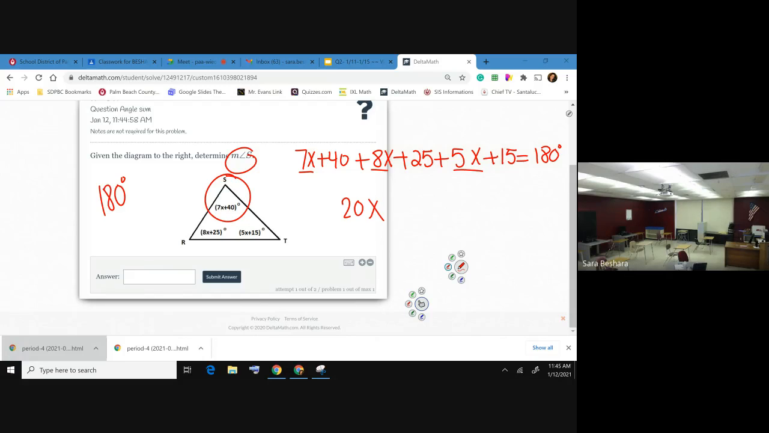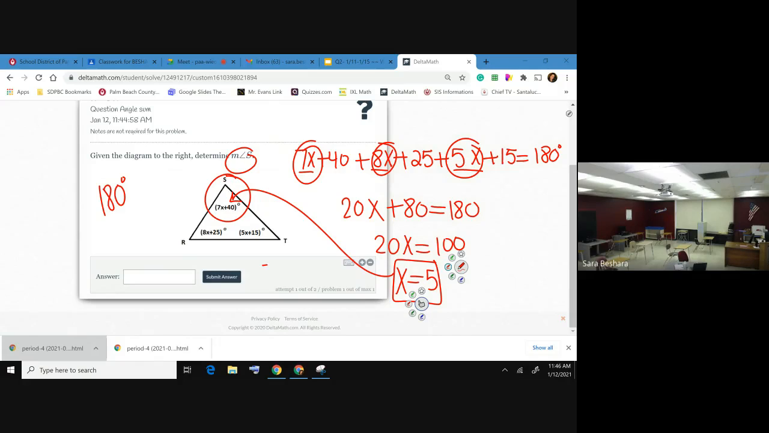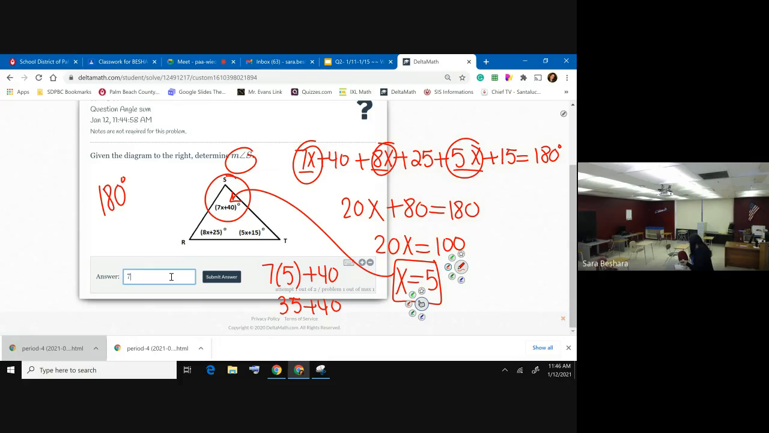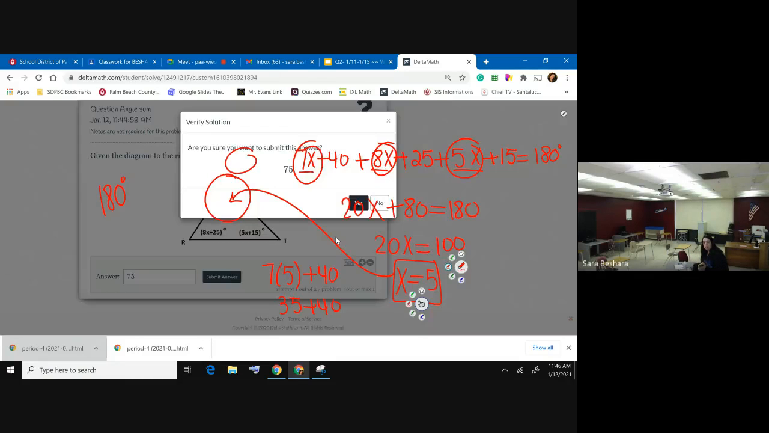40 plus another 40 will give us 80. Combine like terms. Subtract the 80, so 20x is 100. Divide by 20, x equal to 5. Please remember your answer isn't x, we're finding s. Plug it into s. So it will be 7 times 5 plus 40. 35 plus 40 is 75 degrees. Two-step question. You have to first solve for x, then plug it into the one they're asking for. Okay?